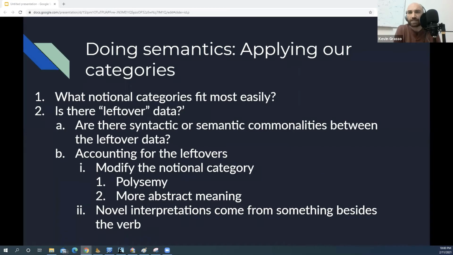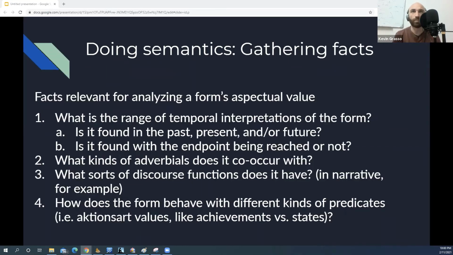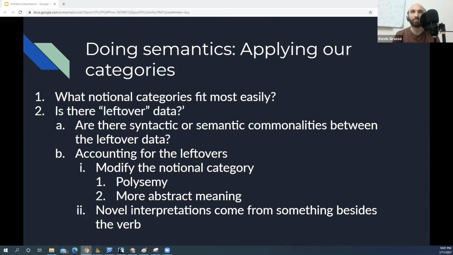So first of all, you can just ask what notional categories fit most easily. If you have a form that is only found in the past, never found in the present, never found in the future, then it's a pretty good hypothesis to say, oh, this is past. It almost always doesn't work out that way. But those are the kinds of questions we're asking here. So, what notional categories fit most easily?